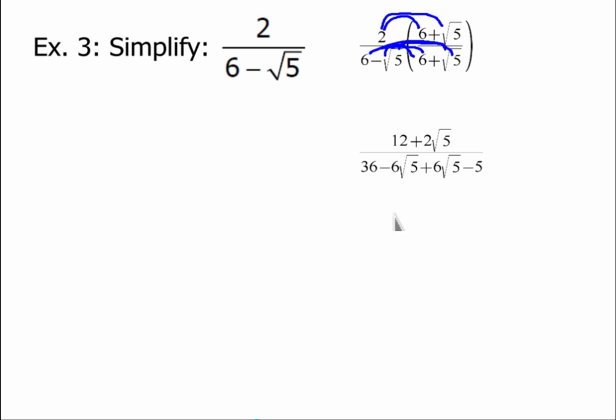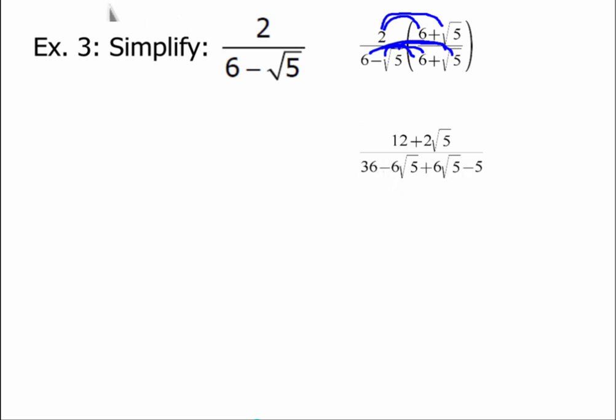So if I work all that out, 2 times 6 is 12. 2 times square root of 5 is 2 square root of 5. 6 times 6 is 36. Negative square root of 5 times 6 is negative 6 square root of 5. 6 times square root of 5 is plus 6 square root of 5. And negative square root of 5 times positive square root of 5 is negative 5.